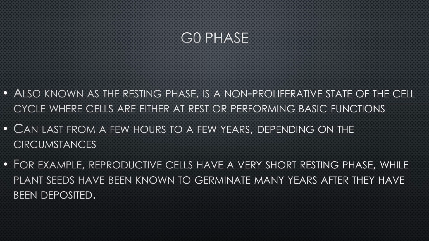So, the G0 phase. I didn't put this in there because it's technically not a part of the cycle. It's known as the resting phase, a non-proliferative state of the cell cycle where cells are either at rest or performing basic functions. It can last from a few hours to a few years, depending on the circumstances. For example, reproductive cells have a very short resting phase, while plant seeds have been known to germinate many, many years after they have been deposited.